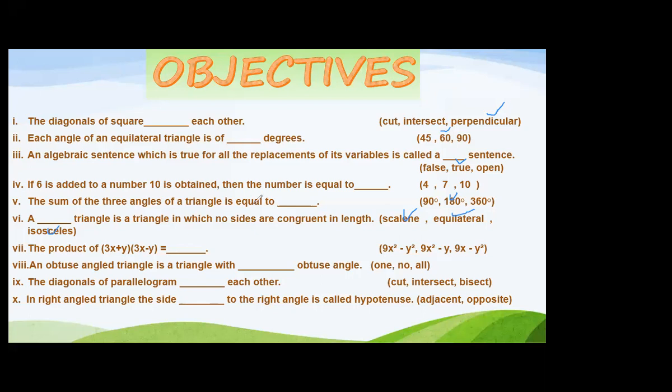So here Aman Jahan Mughal is raising her hand. Yes, Aman. Assalamualaikum, miss. Walaikum assalam, bete. The product of (3x + y)(3x - y) is equal to what?